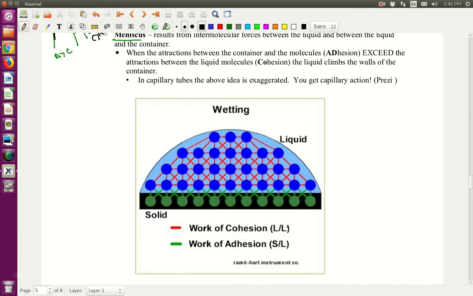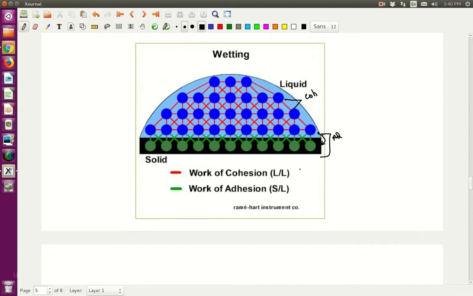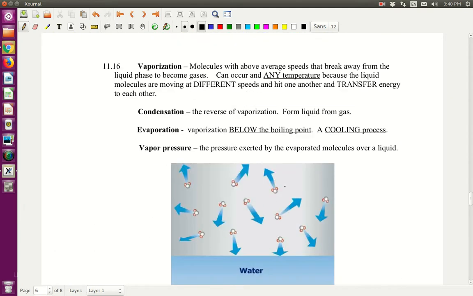So let's look here. This is showing you some cohesion and adhesion. Down here, it's adhesion because it's a liquid sticking to a surface of something. Up here, it's cohesion because the liquids are sticking to each other. The liquid is sticking to the liquid. All right, now I'm going to go over to the Prezi for a moment.